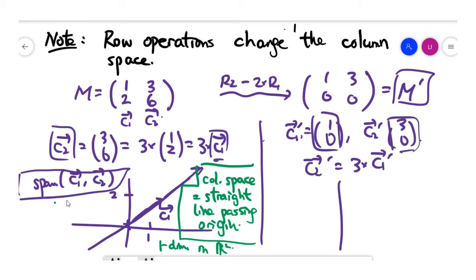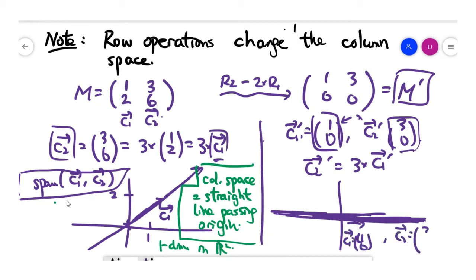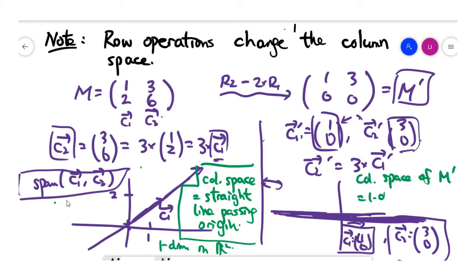And if you try to describe the column space, it is essentially just the x-axis, because the x-axis is governed by the direction of these two vectors, right? It's like something like this for the first vector, and the second vector has length 3 times the first vector, right? And obviously, in the two cases the two column spaces are not the same, right? The thing that is the same is that the column space for the matrix M prime is still a one-dimensional subspace in R2.